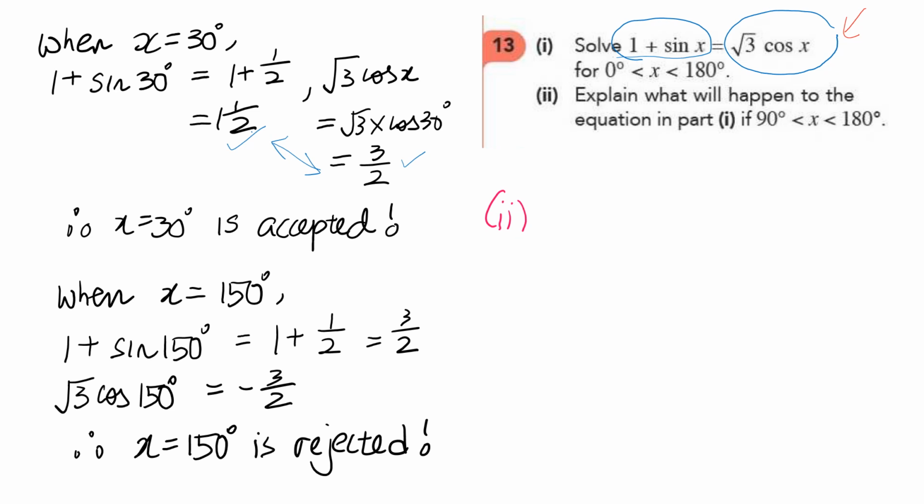Okay, right. So for part 2, explain what happens if you want your angle to be from your second quadrant, between 90 to 180 is the second quadrant, right? So if you look at the answer from part 1, the only possible answer is x equals to 30. So there's no answer from here at all. No answer at all. Okay?